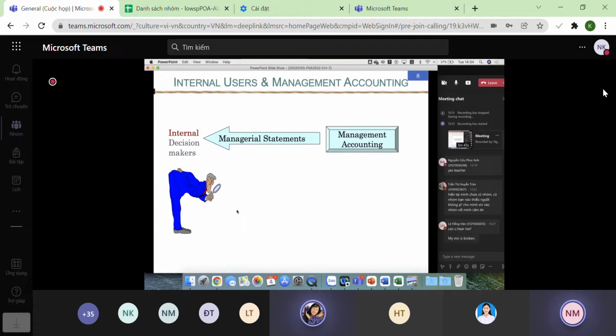Can they do that? Directly to the accounting department, ask for information: yes, we need this kind of information. Can the manager do that? Okay, yes, they can. So management accounting is very flexible, based on the type of information needed from the managers, right? So very flexible.